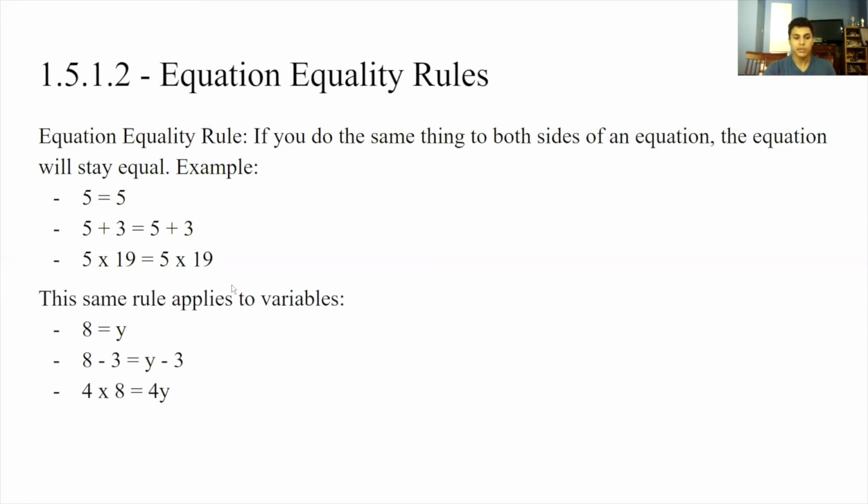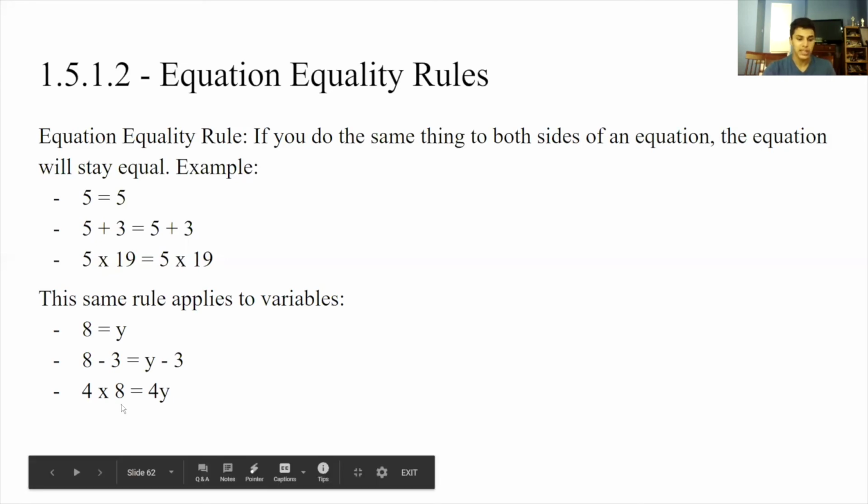And then we learned that we can apply the same rule to variables. So if we had 8 equals y, we could subtract 3 from both sides or multiply by 4 on both sides, and the equation would still stay equal.